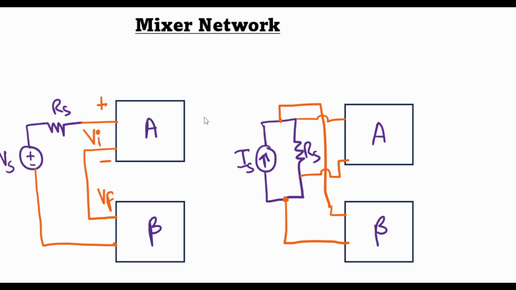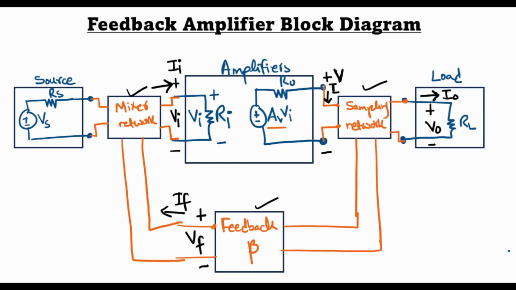So that's it for today's lecture. I hope the feedback amplifier block diagram is clear to you. We took a look at the sampling network, feedback, and the mixer network, and how we can connect them in shunt or in series. In the next lecture, we'll look at the different type of gains which are associated with the feedback amplifier network.